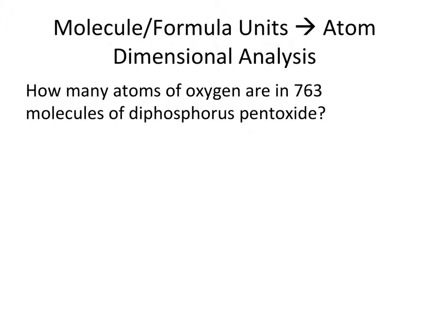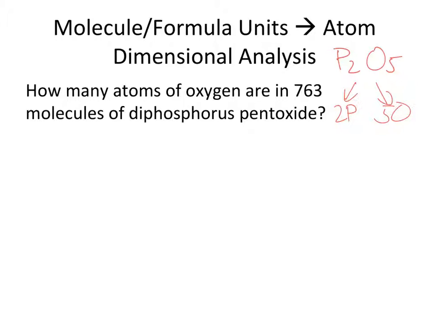So let's actually do a question here. It says, how many atoms of oxygen are in 763 molecules of diphosphorus pentoxide? Now, to do this, we have to create that constant again. And that constant, when we're talking about molecules, all depends on the molecule and the atom that you're being asked for. So in this case, here we have diphosphorus pentoxide. The formula for that is P2O5. So this is one molecule. Again, it's a molecule because these are non-metals together. How many atoms of each are in this molecule? Well, I have 2 phosphorus atoms and I have 5 oxygen atoms.